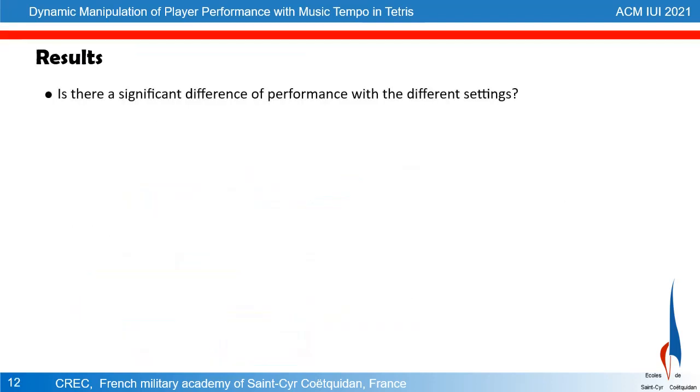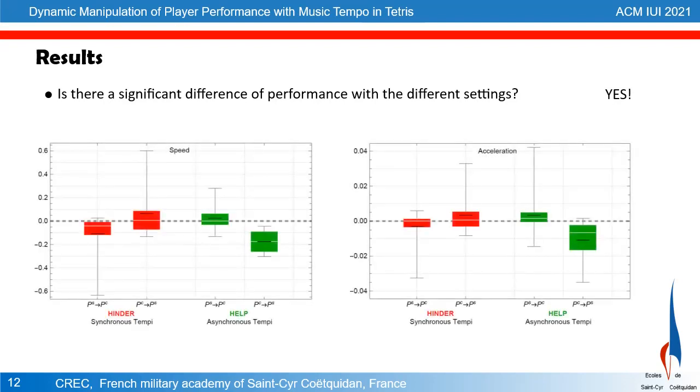The results confirm our hypothesis. The variation of the tempo indeed triggers either a hindrance effect or else a help effect. The player achieves lines less quickly when the hindrance effect is activated. When the hindrance effect is deactivated, we see that the player recovers his performance.